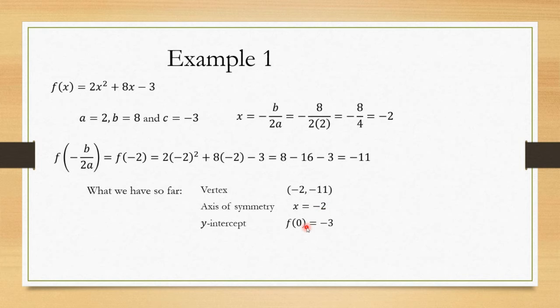And again, you can get the y-intercept easily. You just replace x by 0. Although in this form, it's actually even easier because it's just the constant term, which in this case is minus 3. In other words, it's just c. So we have almost everything we need. We have the vertex. We have the axis of symmetry. We have the y-intercept. Really, the only thing left is the x-intercept.